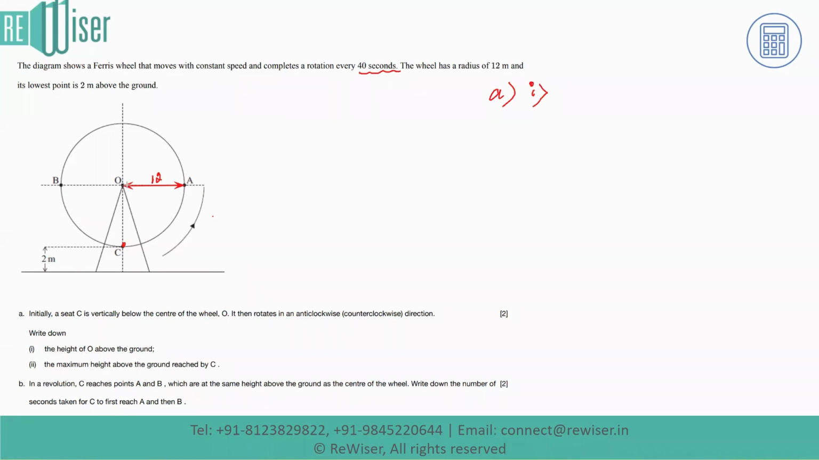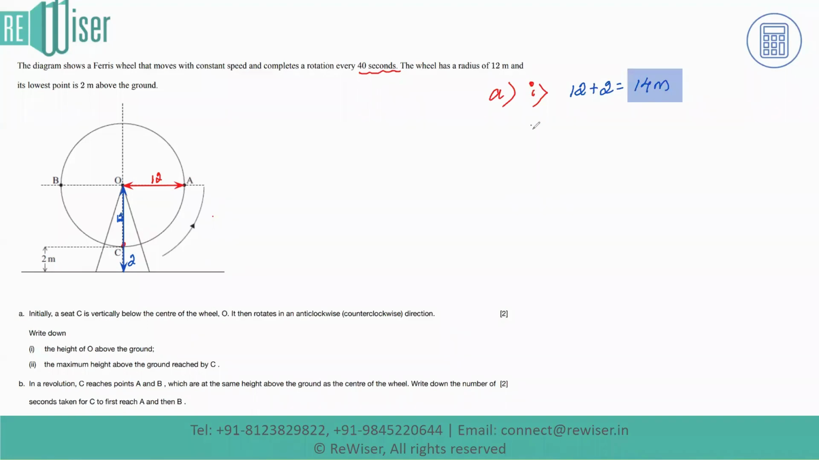The height of O above the ground means we need to calculate this overall height. We know that the radius of this Ferris wheel is 12, and the distance between the ground and point C is 2. So the total height of O above the ground has to be 12 plus 2, which is nothing but 14 meters. That is the right answer for A part 1.